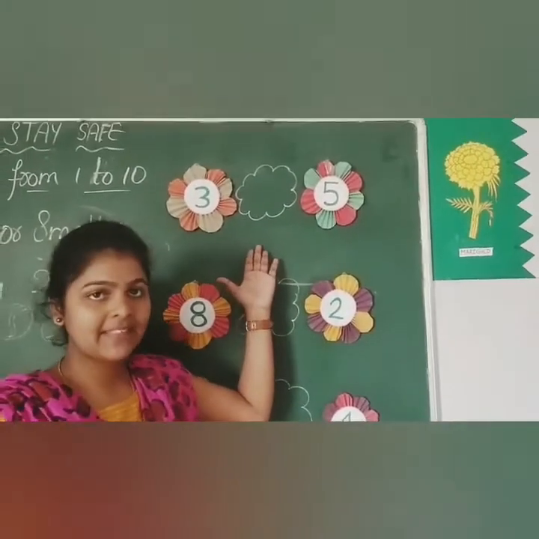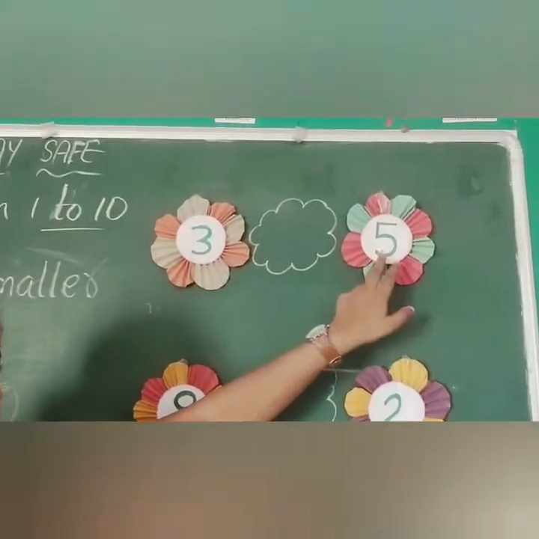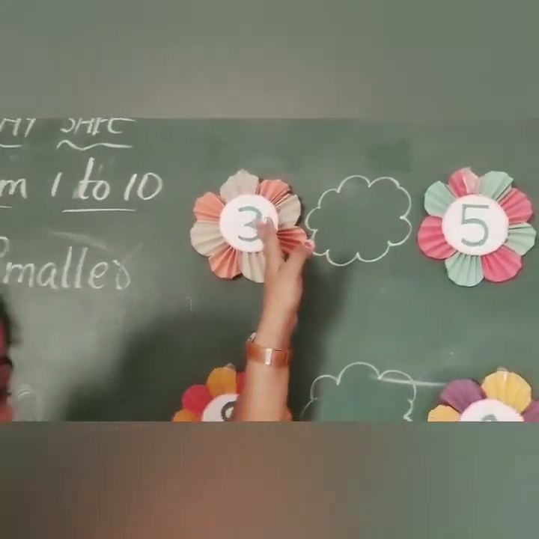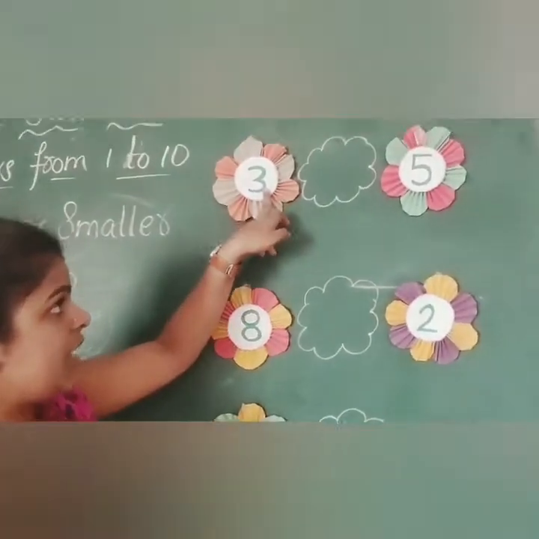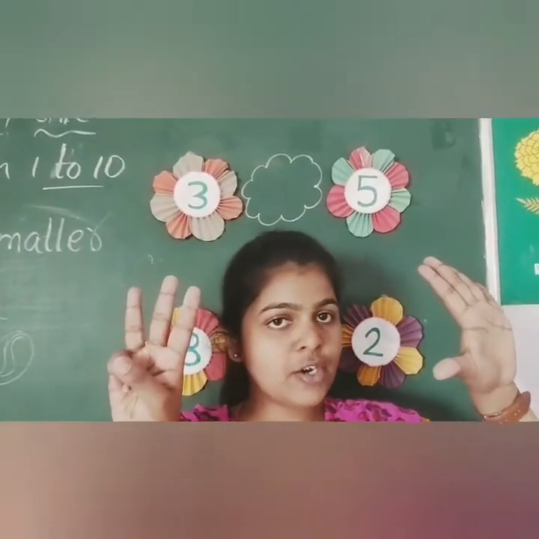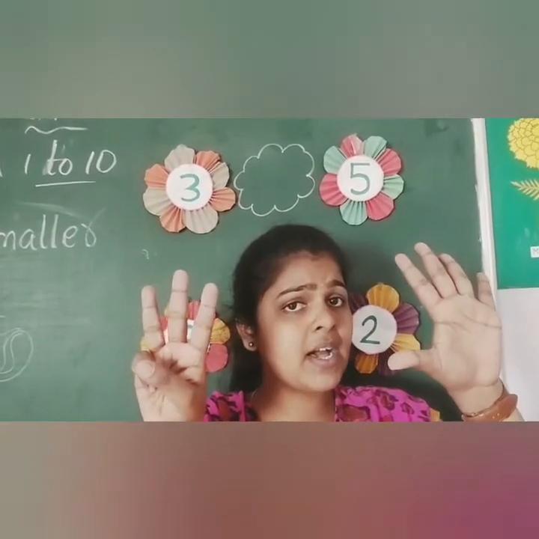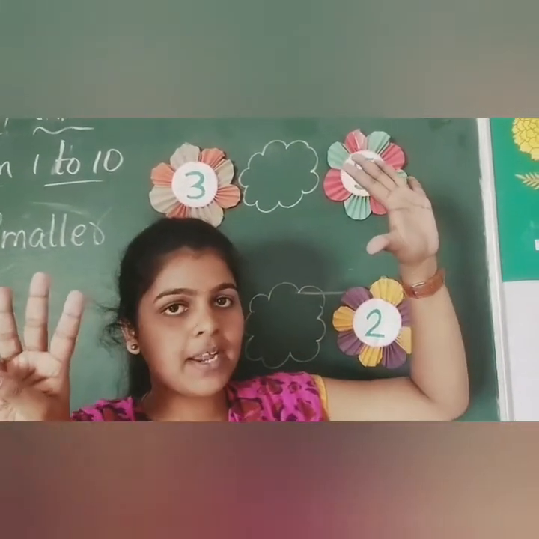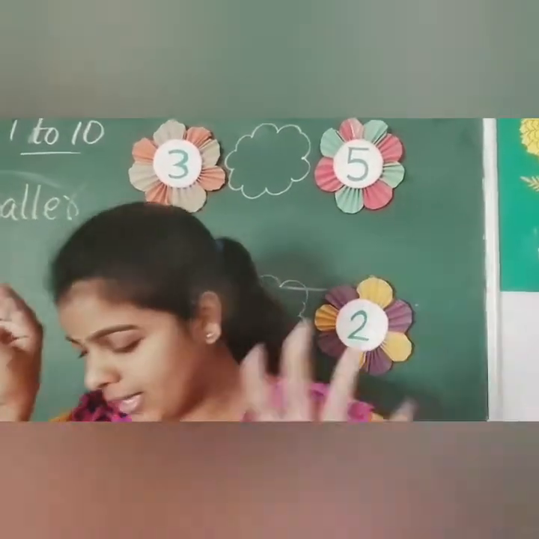Let me show some other examples in numeric form. We already learned the numbers from 1 to 10, right? This is 3 and this is 5. I have 5 and 3. Yes or no? Which is the bigger number? 5 is the bigger number and 3 is the smaller number.